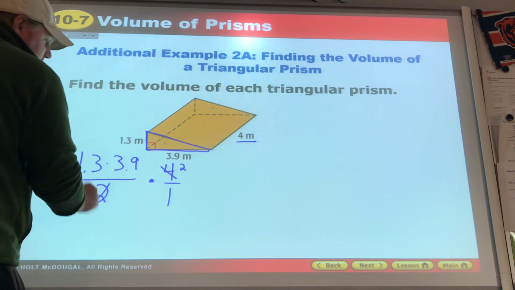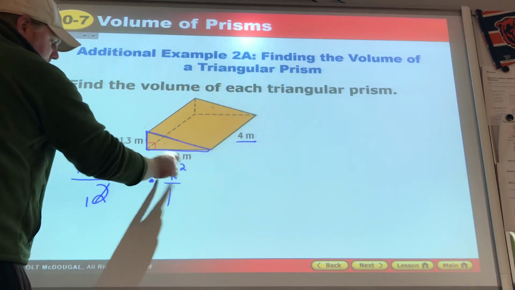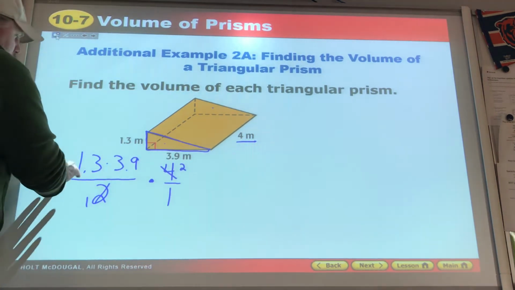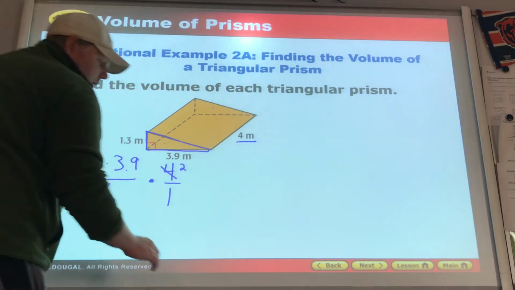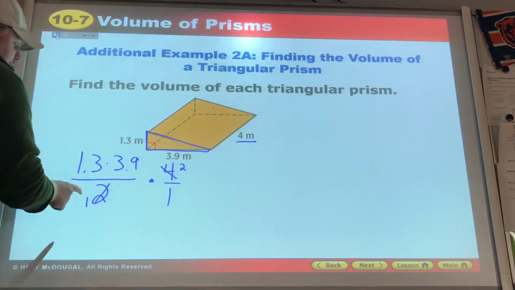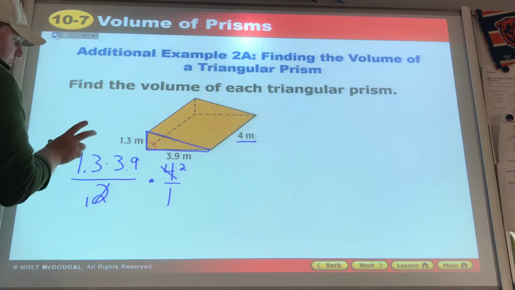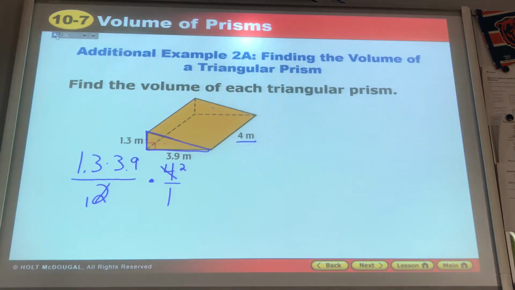That's just saying, bottom has 2, top has 2. I reduce this by 2, reduce that by 2. Now 1.3 times 3.9 times 2, you'll have the answer. It is good to write out this first, though, so you don't forget you're dividing by 2 to find the area for the triangle.